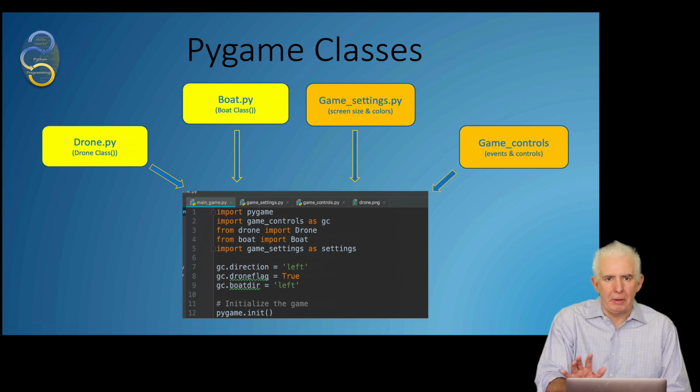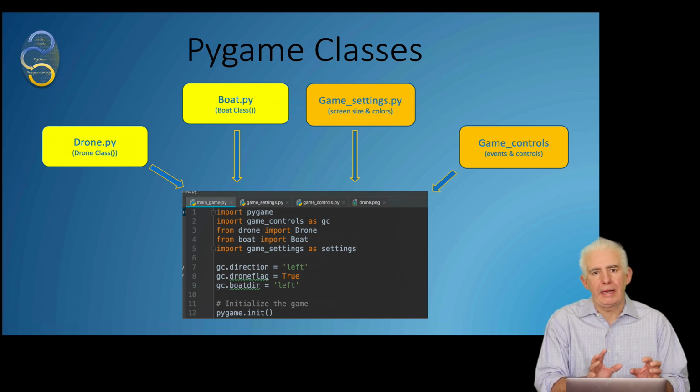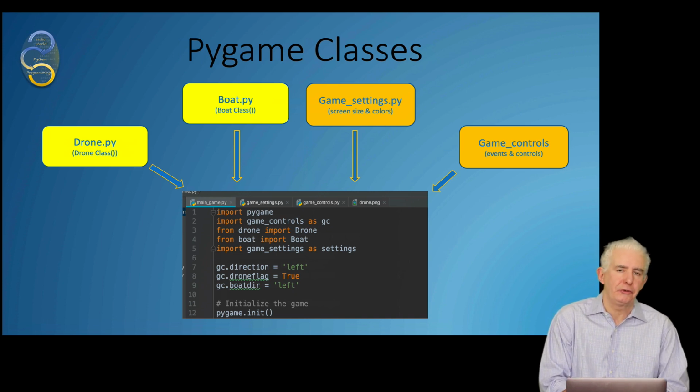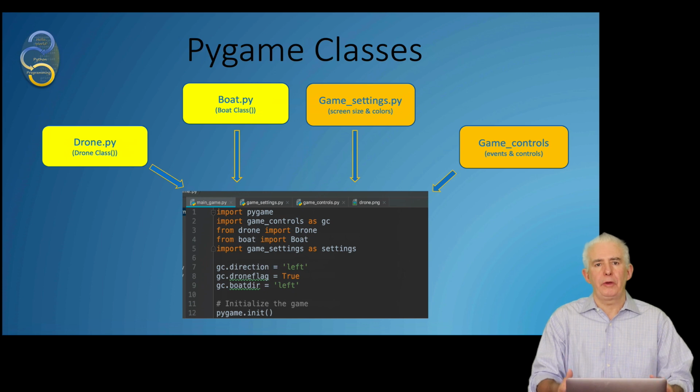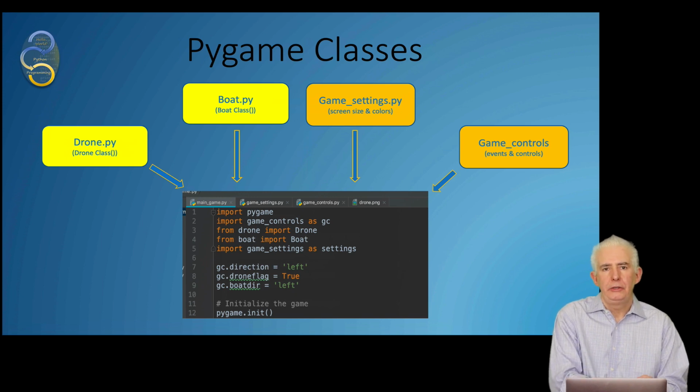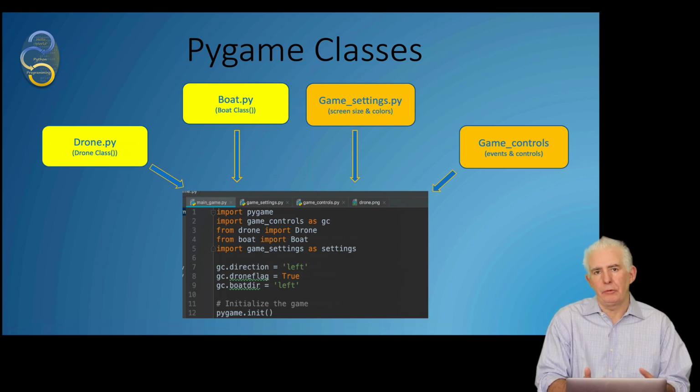So in the class module, we will have a class for the boat and the drone. We won't need the load images module because it will be done by these two classes. And then we'll still have the settings and the controls. So what will happen is we'll create a class called drone. We'll create an instance of that class in the main module and send that to the drone class to do whatever we want it to do.